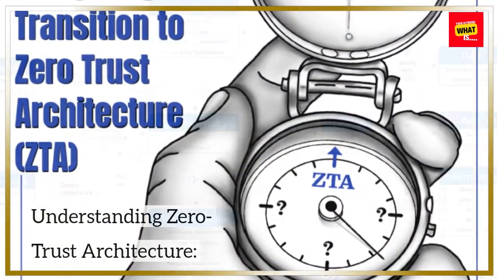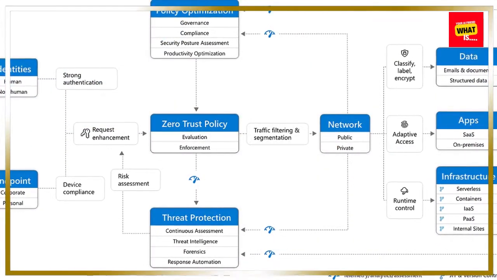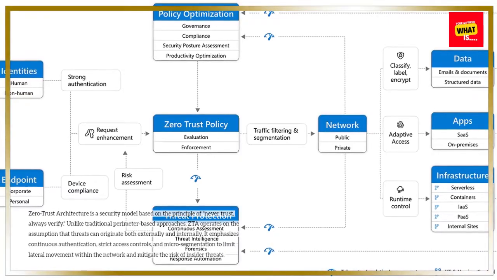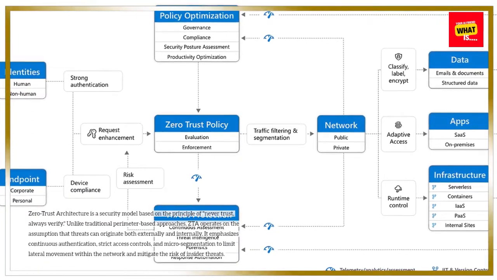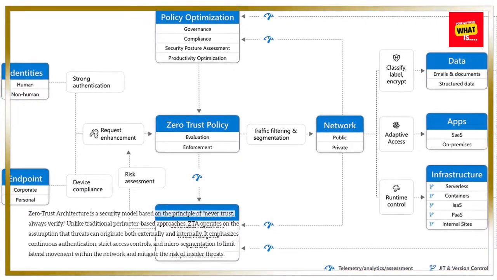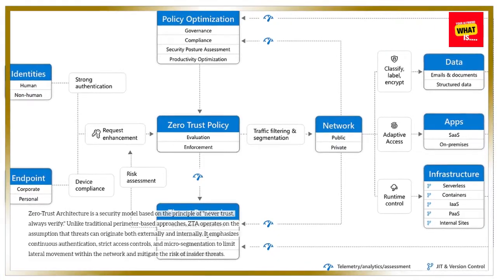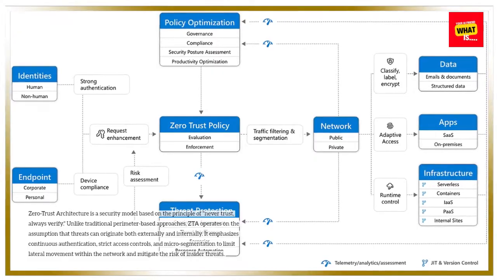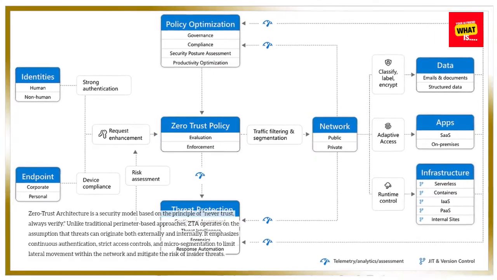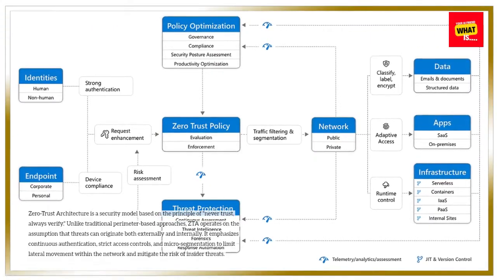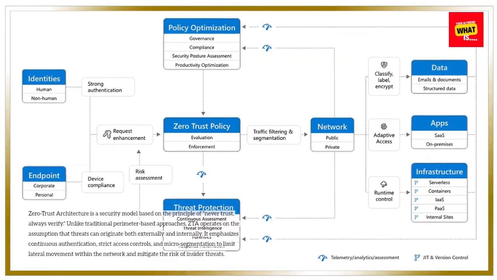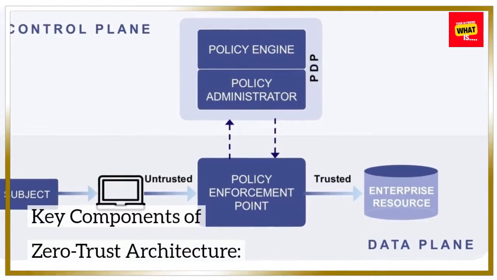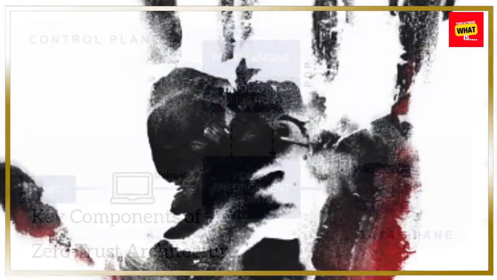Understanding Zero Trust Architecture. Zero Trust Architecture is a security model based on the principle of never trust, always verify. Unlike traditional perimeter-based approaches, ZTA operates on the assumption that threats can originate both externally and internally. It emphasizes continuous authentication, strict access controls, and micro-segmentation to limit lateral movement within the network and mitigate the risk of insider threats. Key components of Zero Trust Architecture.